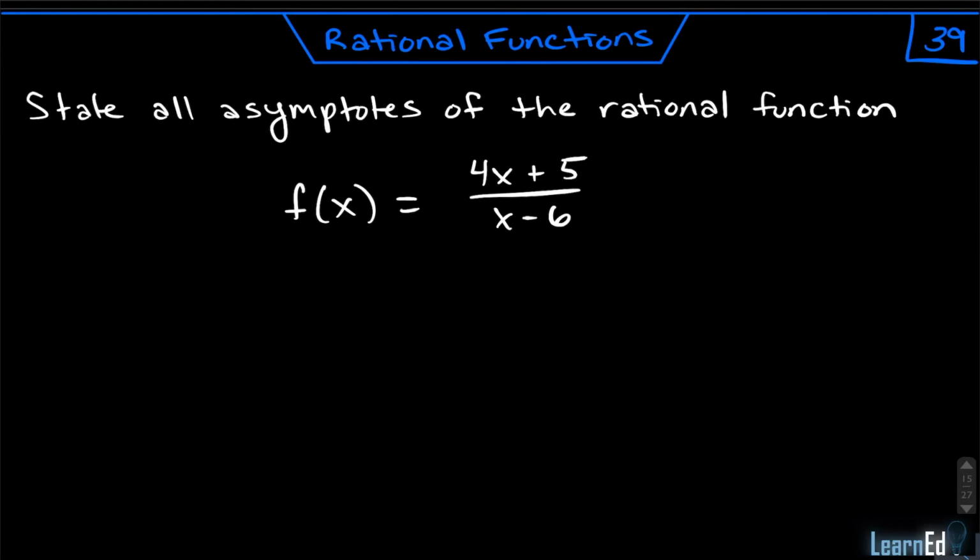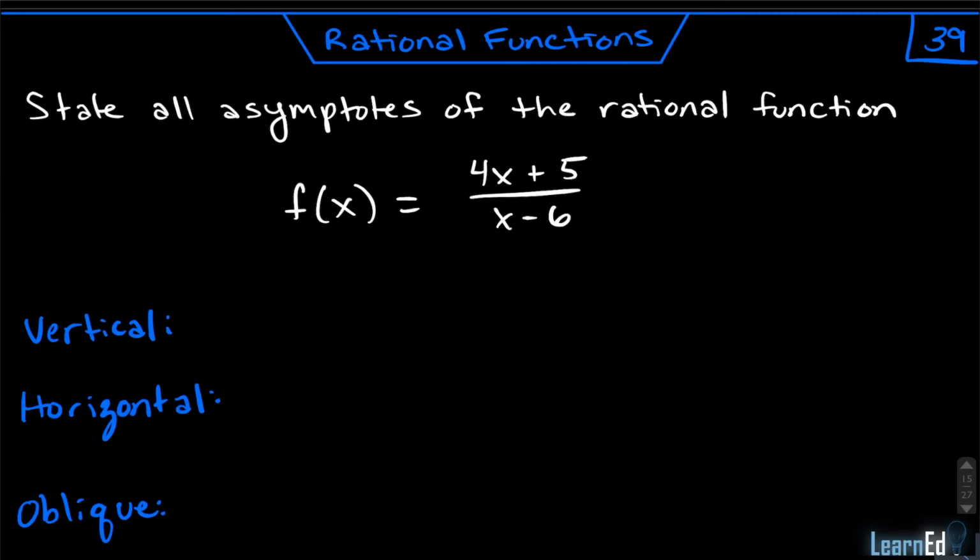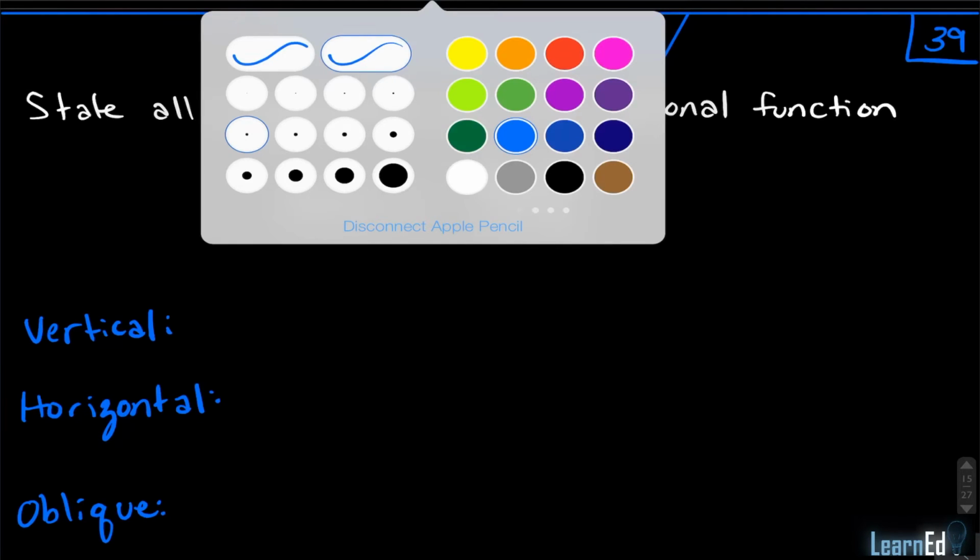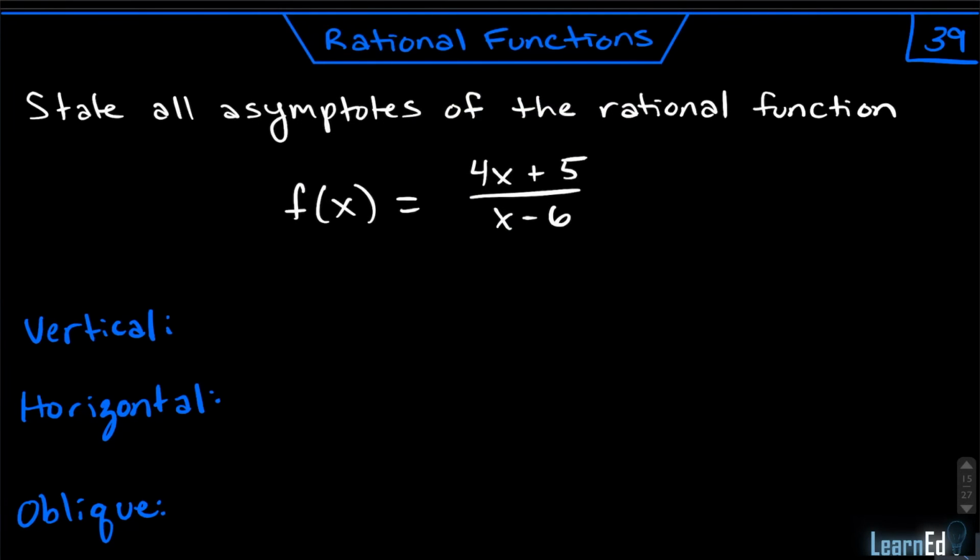The 3 different categories of asymptotes that we have are vertical, horizontal, and oblique, or you can call these diagonal. If we just look at vertical first, a vertical asymptote is going to be where the denominator is 0. You can see here that the only place that's going to happen is where x equals 6. Now let's talk more about horizontal asymptotes.